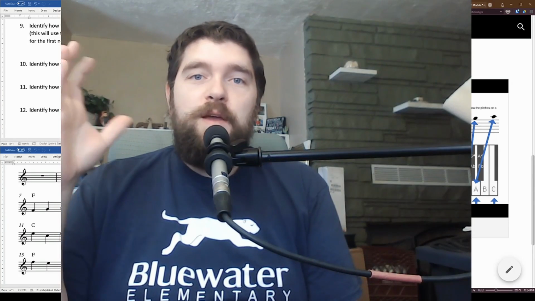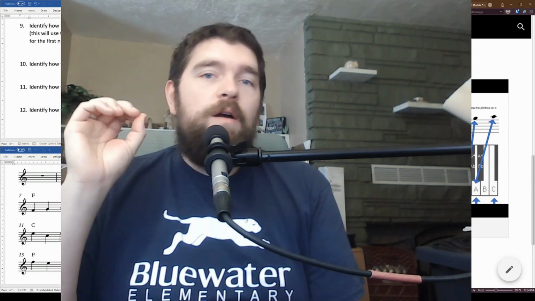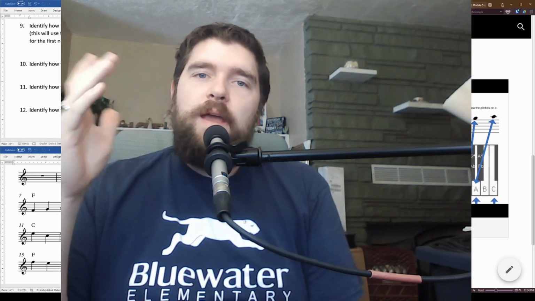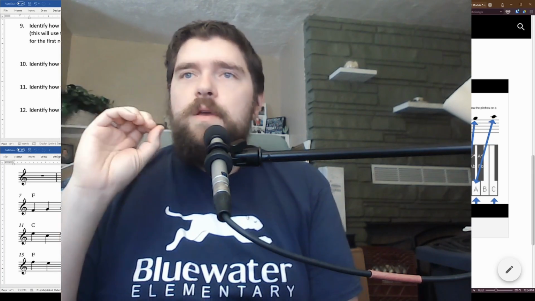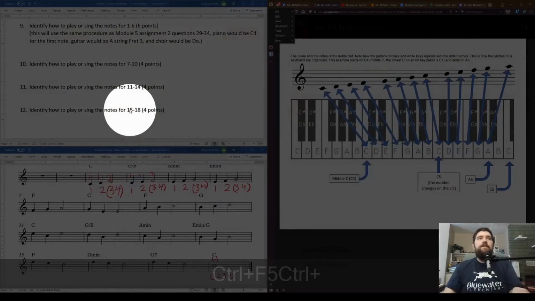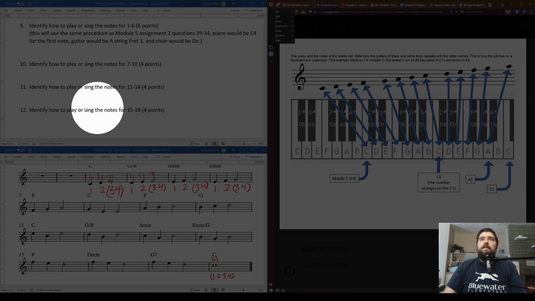All right, guys, so today we are working with where exactly on your instrument is each note that we have for the Module 6 song. Let's take a look at the setup I have here on this screen. In the upper left-hand side is the worksheet that you should be filling out for the questions.